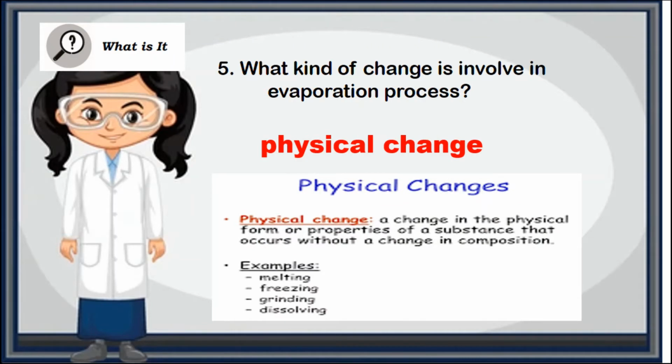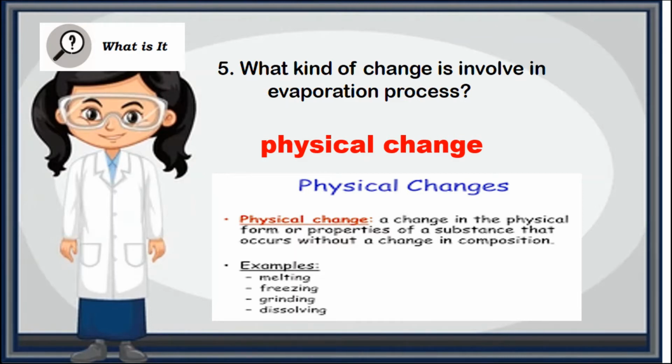Okay, physical change. Kay mao ni ang change sa physical form of properties of a substance that occurs without a change in composition. Okay, maskin og nabukal na, halimbawa nagpabukal tag tubig, ang composition ana kay wala nausab. Tubig gihapon ang composition ana. Okay, although na boil siya or na evaporate siya, but still tubig lang gihapon.